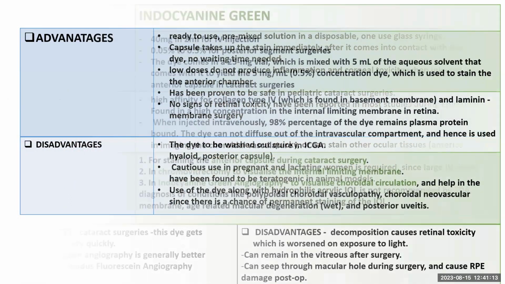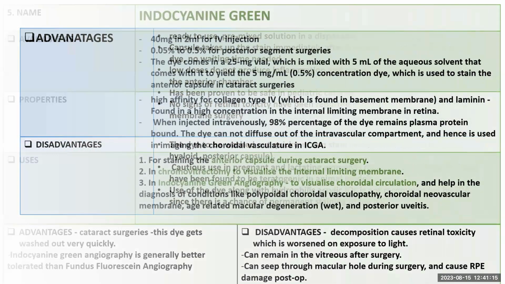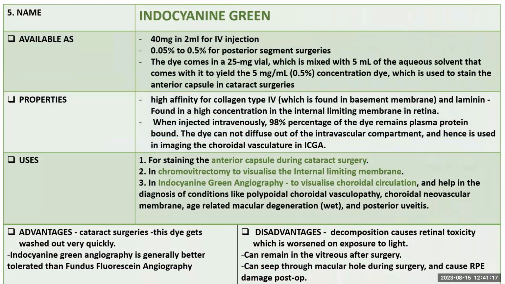The next dye is indocyanine green. It has high affinity for collagen type 4 and laminin, which is found in the internal limiting membrane. Hence, it is used in chromovitrectomy to visualize the internal limiting membrane. Also used for anterior capsular staining during cataract surgery and indocyanine green angiography to visualize the choroidal circulation.